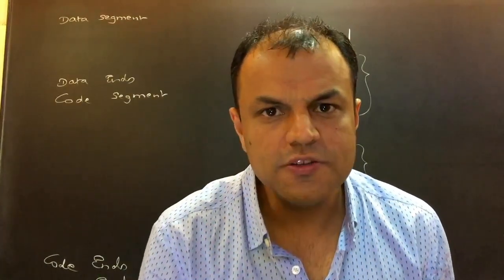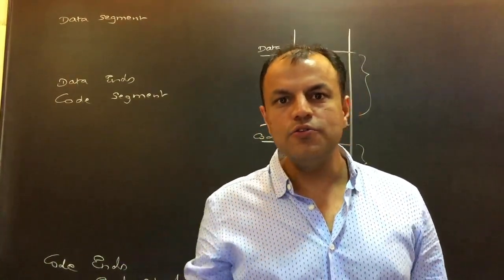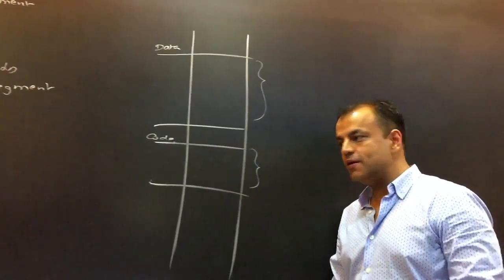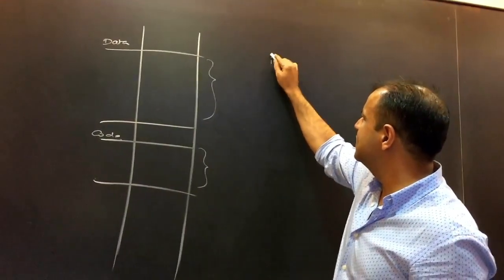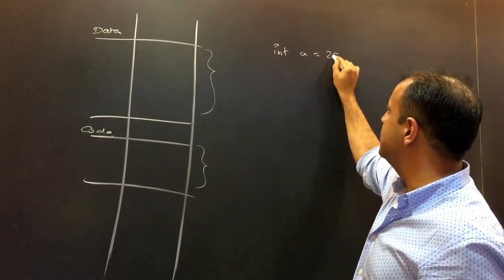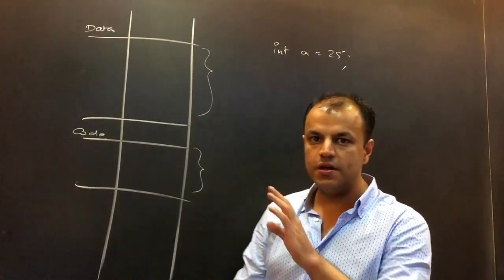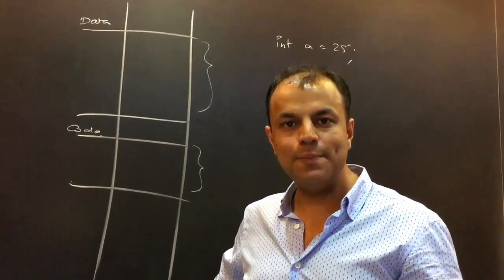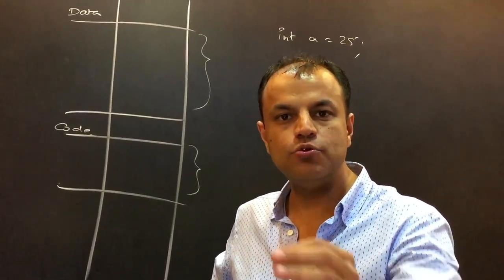Tell me, are variables required? Of course, you can't do serious programs without using variables. Now, look here. How do you create a variable in a C program? You write something like int a = 25. I'm sure everybody is familiar with this syntax. I've created a variable by the name a of the type integer with the value 25.